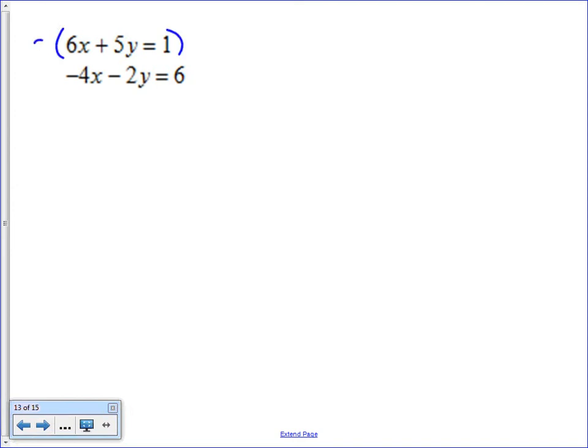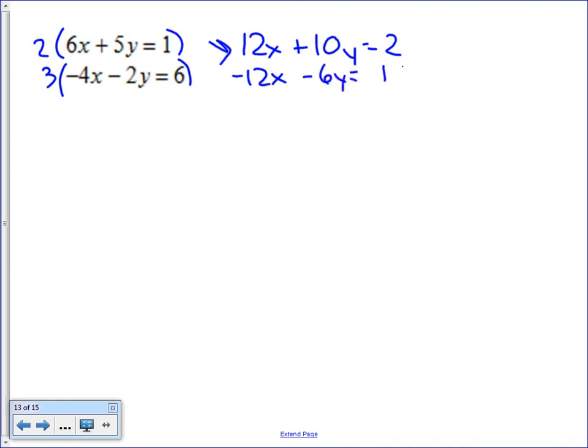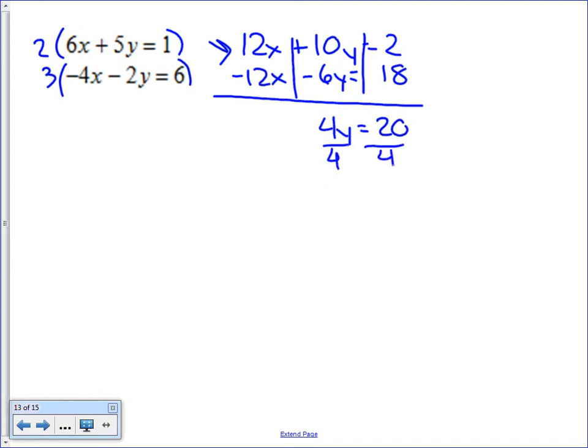So let's multiply this one by 2. That gives me 12x plus 10y equals 2. So remember, it's not going to pop out at you. Use your brain. And I need to multiply this one by a 3. So negative 12x, remember, this is what we want to happen, right there, minus 6y, and that's going to equal 18. Let's add these together. So the x terms are going to cancel. 10y minus 6y gives me 4y, and that equals 20. And dividing by 4 on both sides, y is going to equal 5.